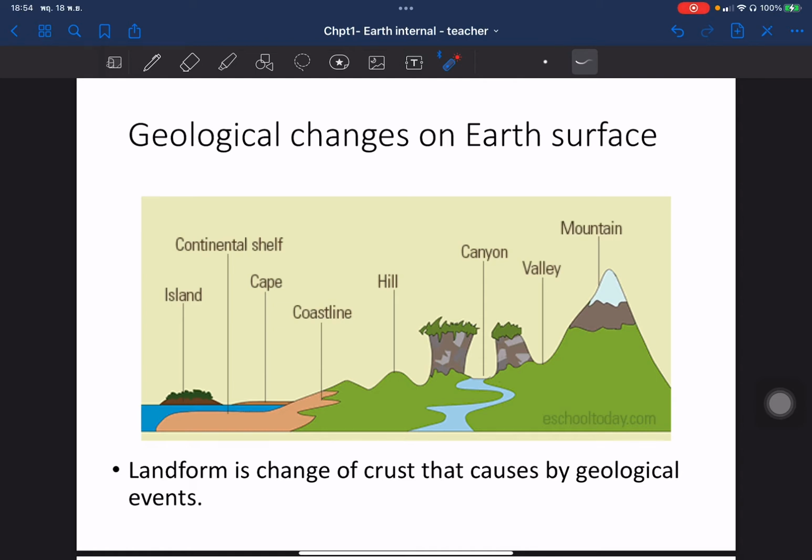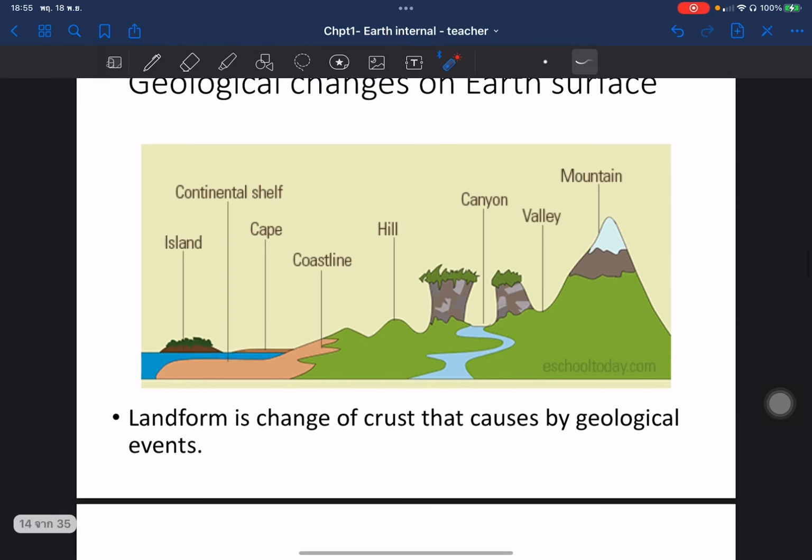So we will have very different landforms such as island, continental shift, or even cape, or the area near the sea we call the coastline, or the small mountain we call hill, or the canyon, the area that gets eroded by the water, and the cliff between two mountains we call valley, and the very big hill, the mountain, big mountain.